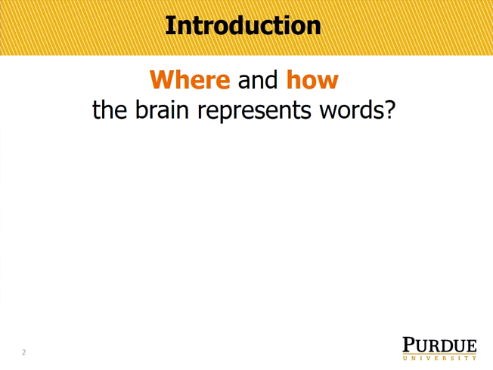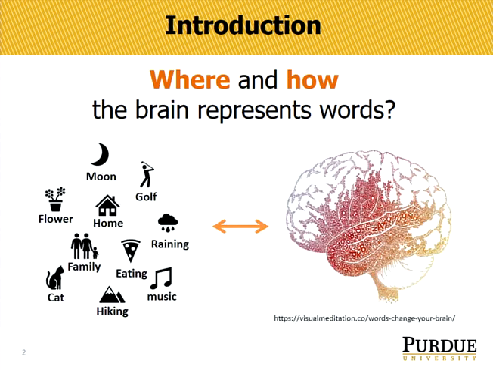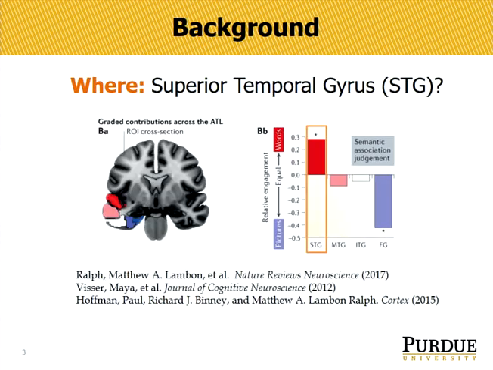Today, I'm going to give a talk about where and how our brain represents words. As humans, we can describe infinitely diverse experiences with a limited number of words. This further promotes communication between people. Researchers in various fields have been interested in how our brain makes this happen.